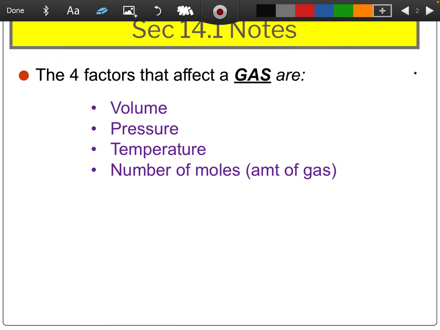Remember, a few days ago we compared the properties of solids, liquids, and gases. Now we are strictly talking about gases. These are 4 variables that will affect a gas: volume, pressure, temperature, and the number of moles, which is the amount of gas and the number of particles that you have. From here on out with our calculations, we are only talking about gas molecules and how they behave with these different variables.